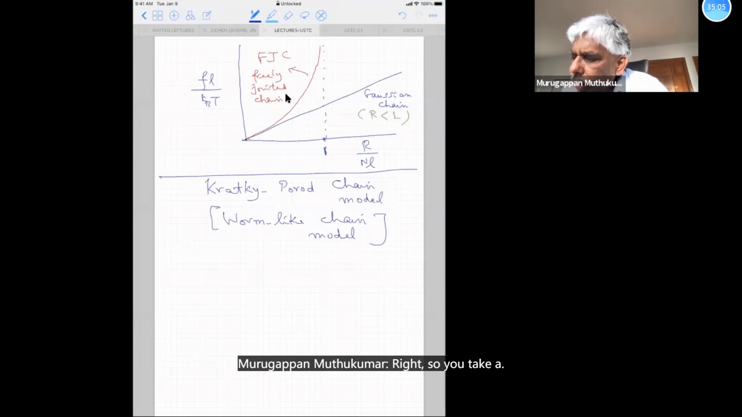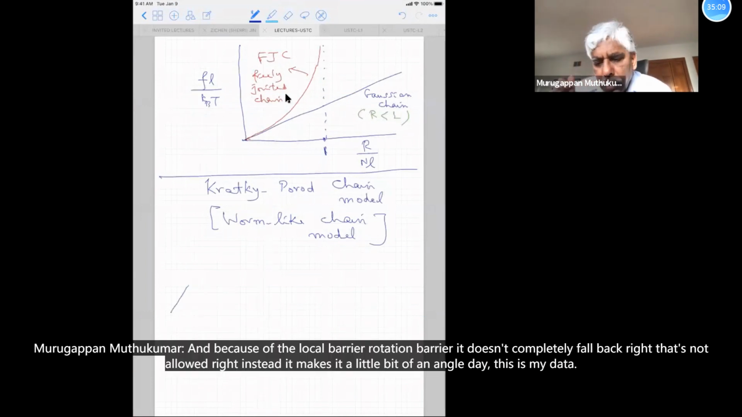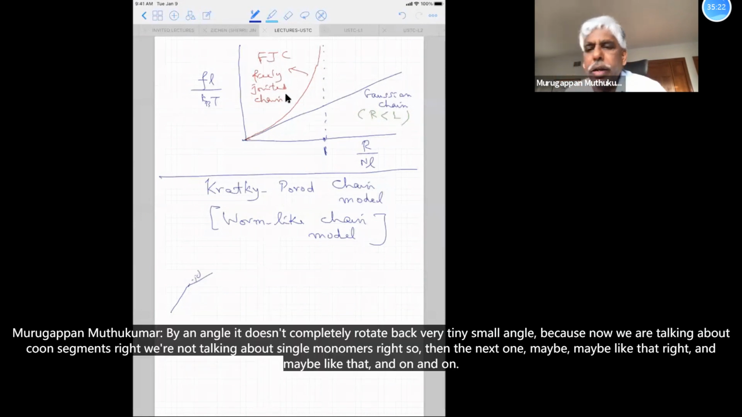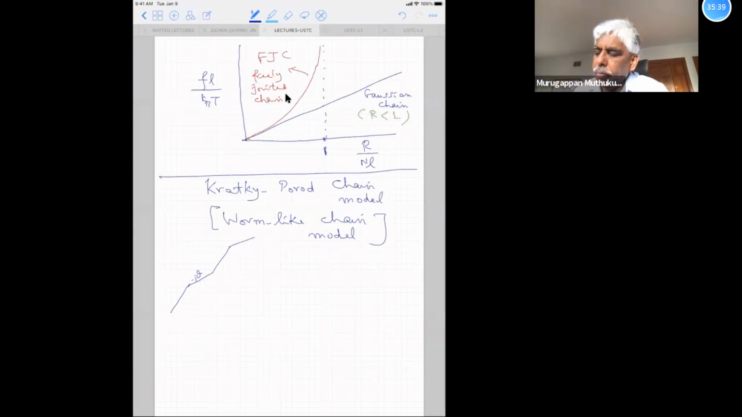You take a Kuhn segment like this, and because of the local rotational barrier, it doesn't completely fold back, right? That's not allowed. Instead, it makes a little bit of an angle there. This is my theta, the bond angle. It doesn't completely rotate back, just a very small angle, because now we are talking about Kuhn segments, not a single monomer. So then the next one may be like that, and maybe like that, and on and on.